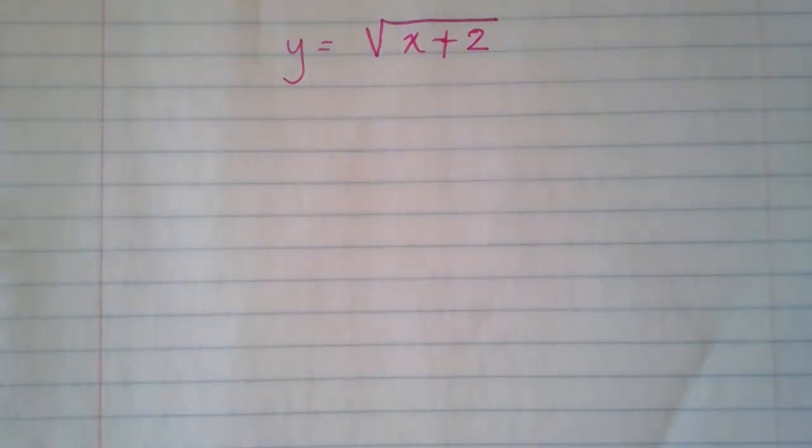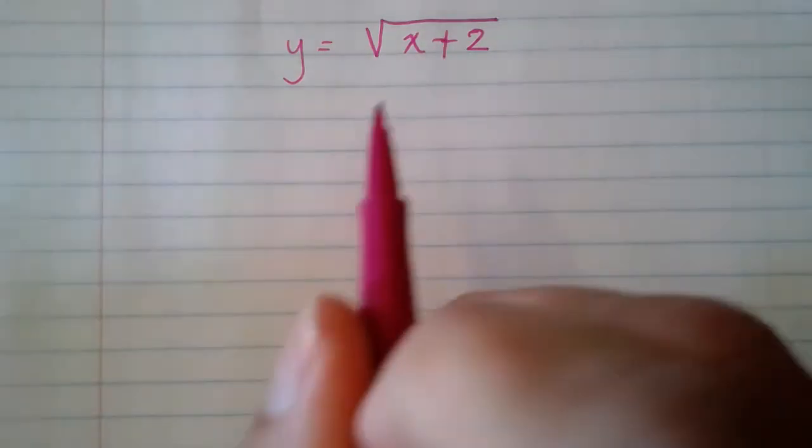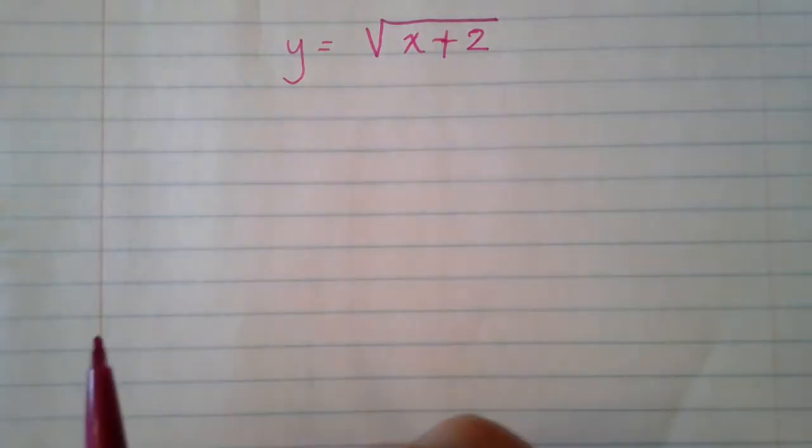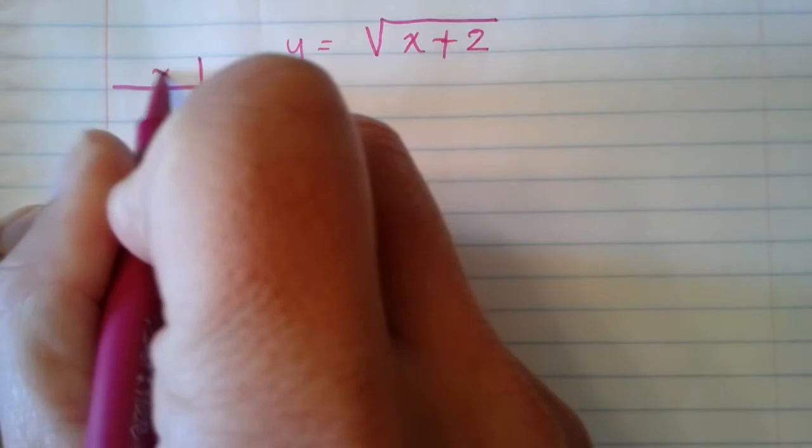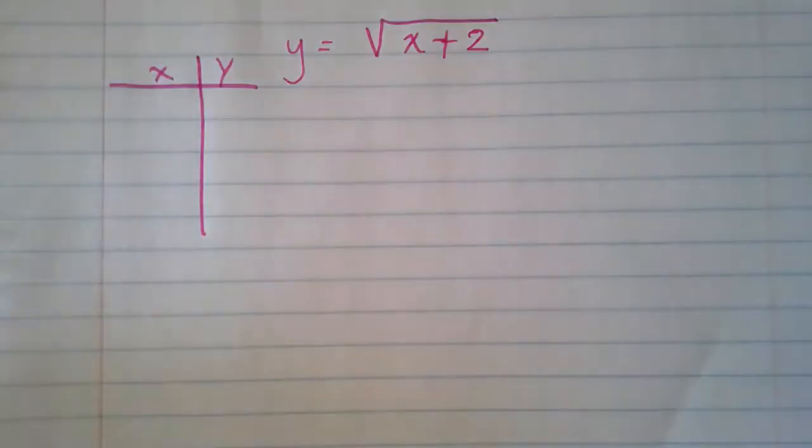All right, so let's start the process of graphing this square root function. To graph it, we have to find ordered pairs for now. So first thing I'm going to do is make a quick table, x's and y's, and we can pick any x's we want to.